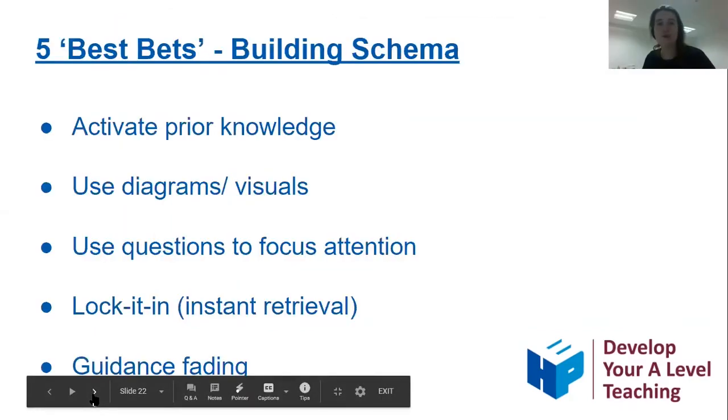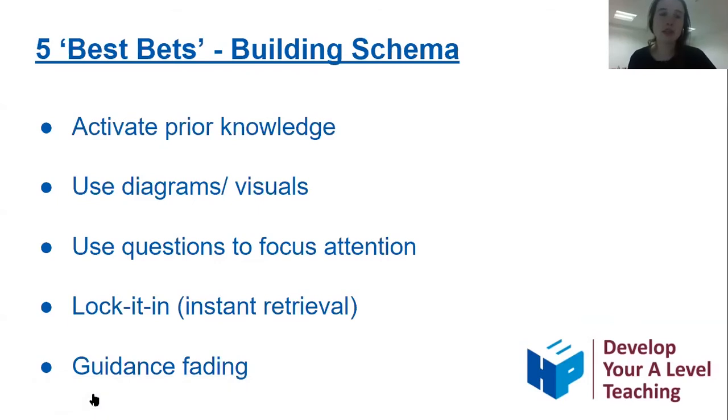So I have 5 best bets to build schema in pupils, and they are listed below. Someone's asked a question about words. Words are spoken and written. That's why we tend not to speak over written words, because we're processing both pieces of information in one pathway. I'm going to pause so you can read the 5 best bets. Great, so we're going to look at each one of these in turn.